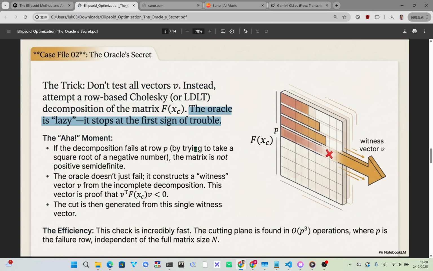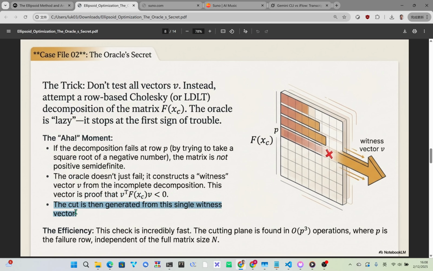If the decomposition fails at some row, say row p, the oracle doesn't just stop. That failure point gives it the raw materials to construct something called a witness vector, v. A witness vector? That sounds like something out of a crime scene. It basically is. It's the proof. That single vector v, which it gets directly from the failure, is the mathematical evidence that v^T F(x) v is less than 0. So it's the specific vector that proves the matrix is bad. And that's the vector it uses to generate the cut.